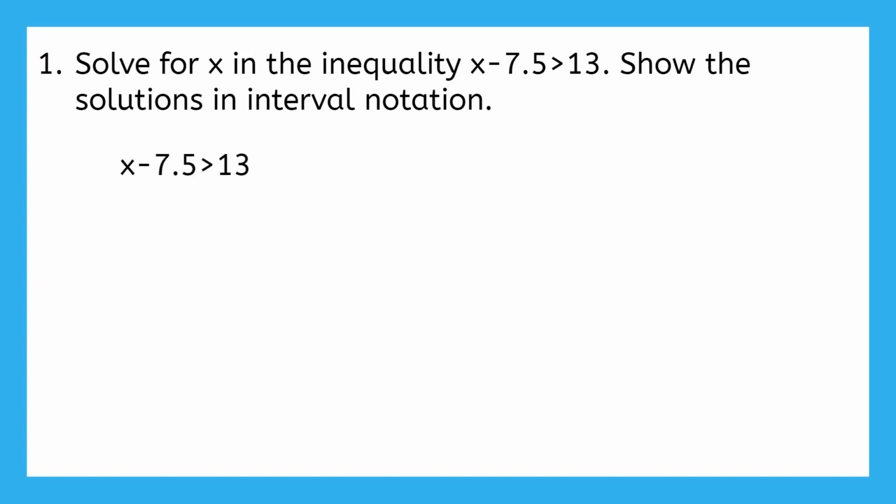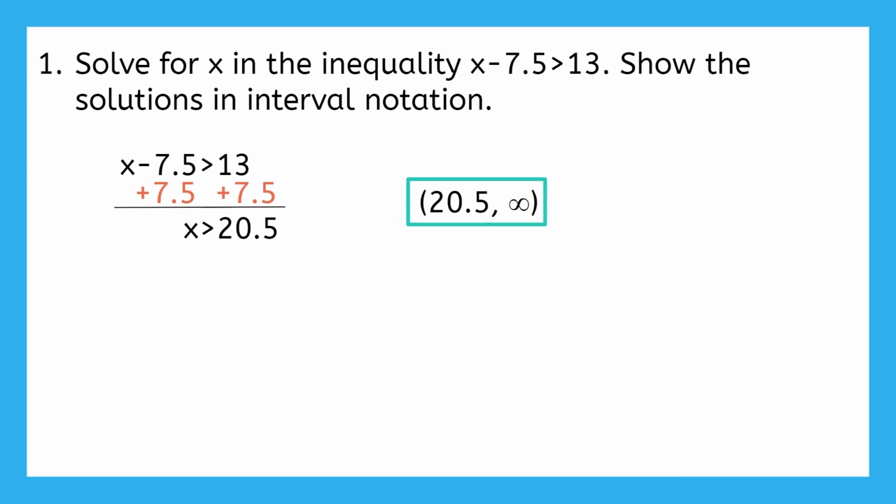You should have added 7.5 to both sides of the inequality and gotten that x is greater than 20.5. Then, writing this in interval notation looks like this, with a parenthesis next to the 20.5 to show that it's not included in the solution, and all numbers greater than 20.5 represented by an infinity symbol and another parenthesis.